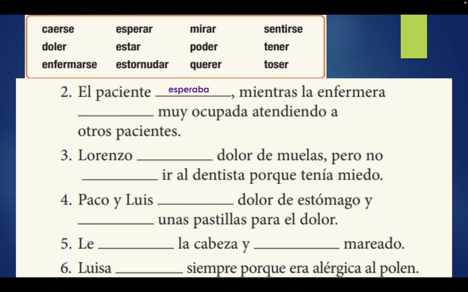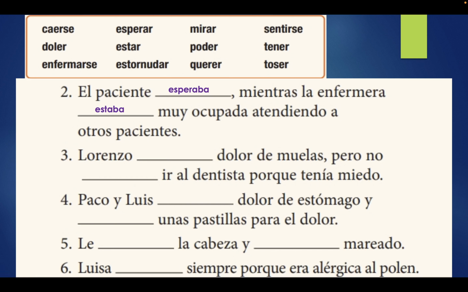He was waiting. Mientras la enfermera, while she was very busy, that's her condition, we're using the verb estar. So while the nurse was very busy, la enfermera estaba muy ocupada. So again, esperaba and estaba, always ending there in aba for AR verbs and ía for ER verbs.